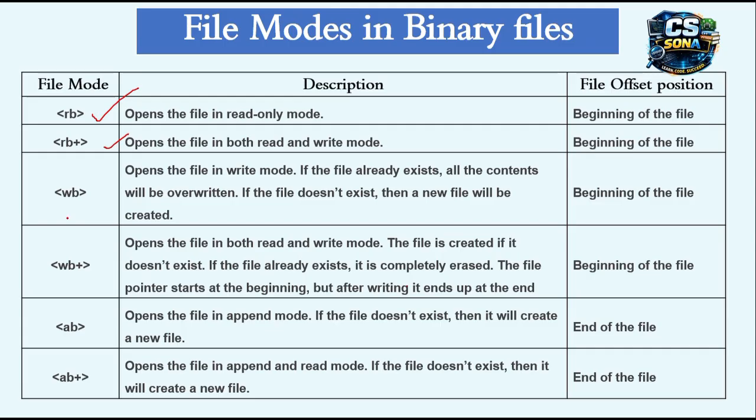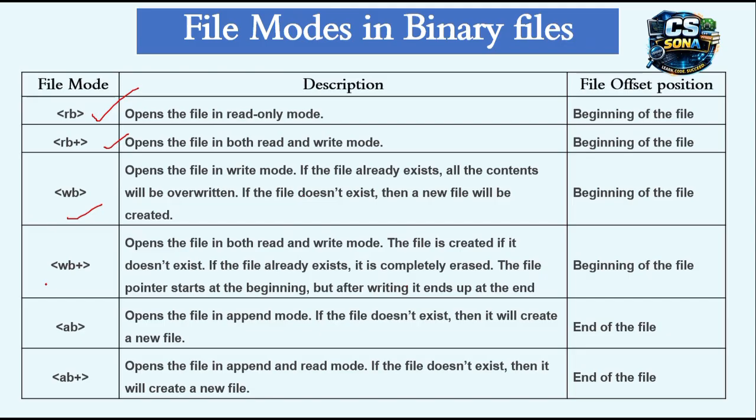Next file mode is WB mode. If you are opening this file in WB mode, the file is opened for writing, or else I can say when you want to create a new file, open the file in WB mode. If you by mistake open a file which has some data in WB mode, what happens? All the contents will be erased. If the file does not exist, a new file will be created. If the file is already existing and you have opened in WB mode, the content of the file will be completely erased.